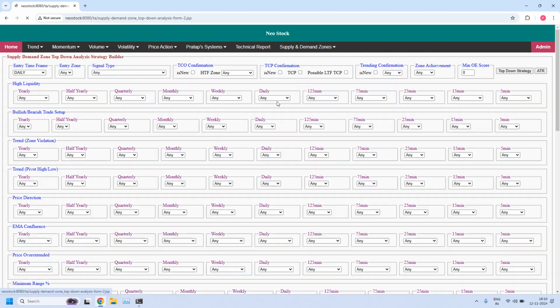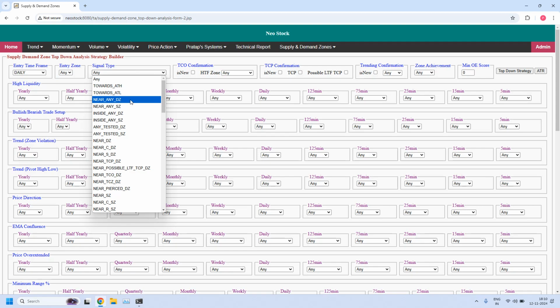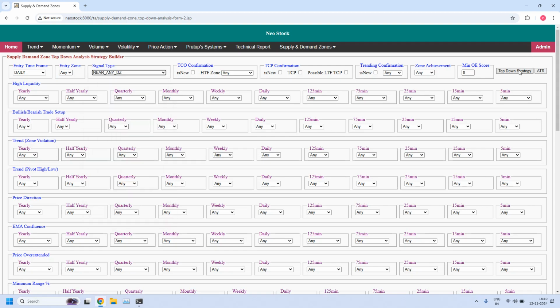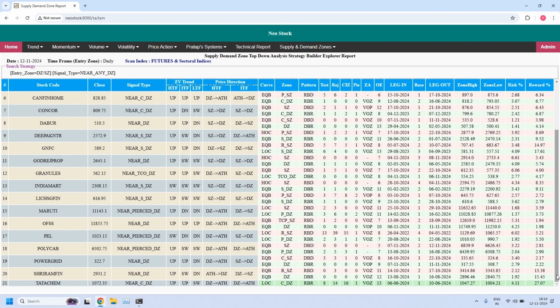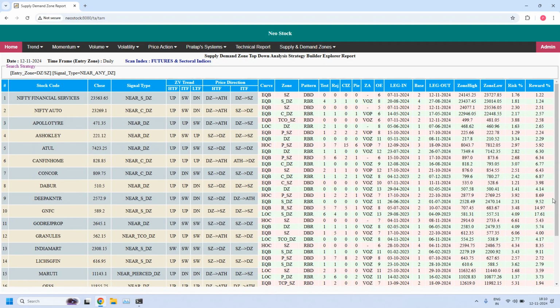Okay, next time frame is daily. For entry time frame daily, let us find the stocks near daily demand zone. We got a big list. These are the first 15 stocks. I am scrolling the list down. So total 21 stocks are filtered. From this list, we need to identify high liquidity daily demand zones.